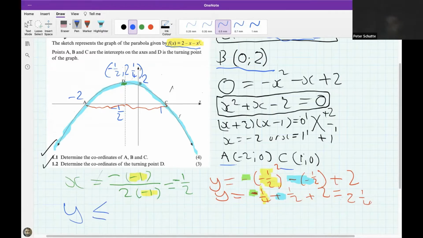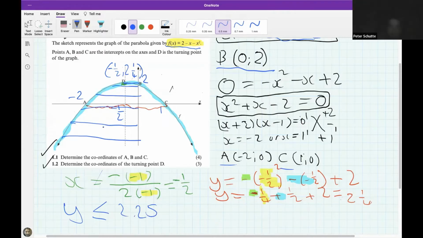Now, Yolanda's giving a lovely description in the chat there. The range is all the y values that cover the graph. So basically, the range would include that value, it would include that value, but it never gets above that point. Okay, so the range is going to be y is less than or equal to 2.25. And so I just wanted to throw that question in.